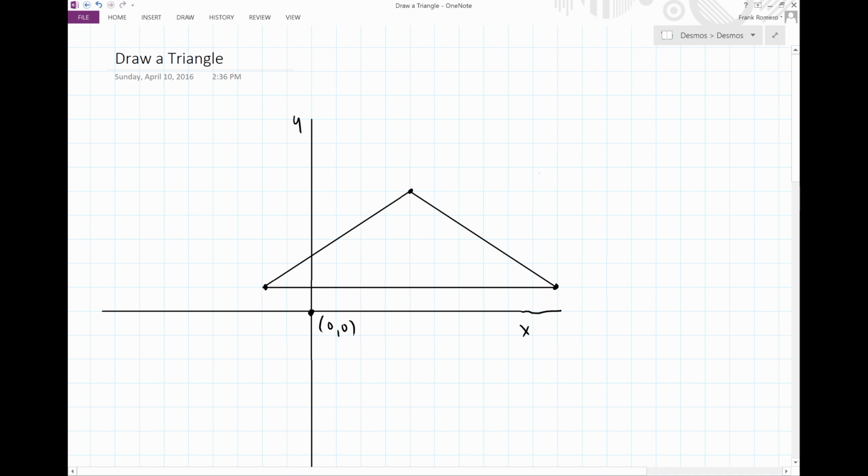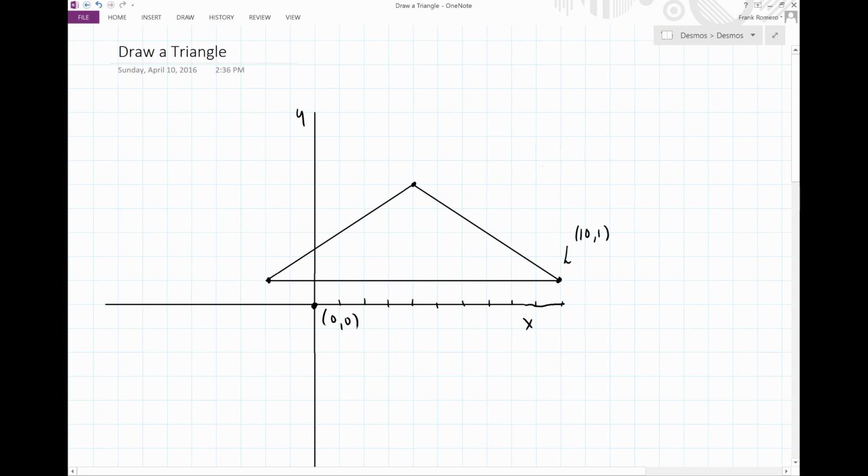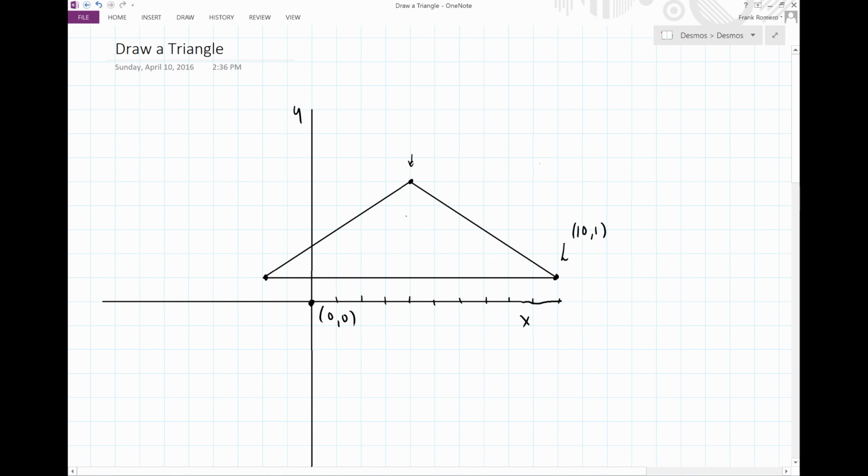Okay, let's do this one first. 1, 2, 3, 4, 5, 6, 7, 8, 9, 10, right? So this is 10, 1, right? And then this one is what? 1, 2, 3, 4, right? 4, 1, 2, 3, 4, 5. Wait, 1, 2, 3, 4, 5. Okay. And then this one is going to be -1, -2, up 1. Okay, great.